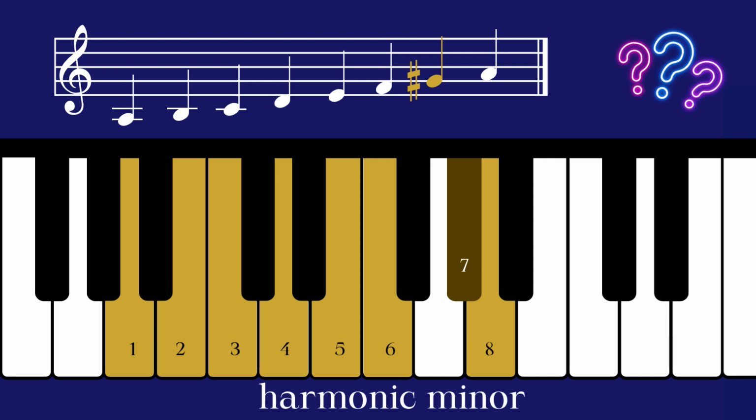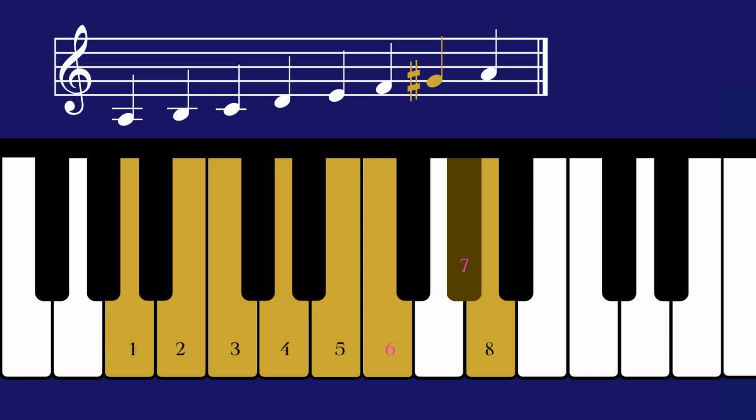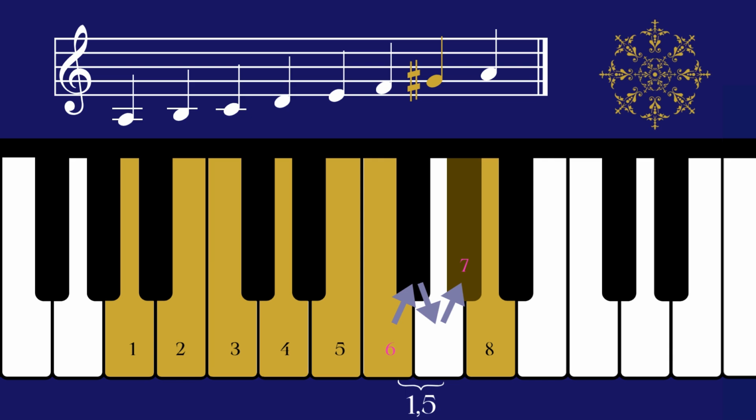Quiz time. What is the interval between the sixth and seventh degrees now? That's right, 1.5 steps. To our ears, this often sounds exotic or oriental because such large intervals are rare in Western music, but in other musical cultures they are much more common.